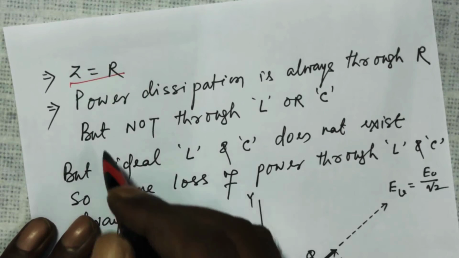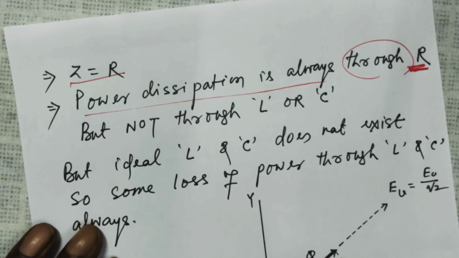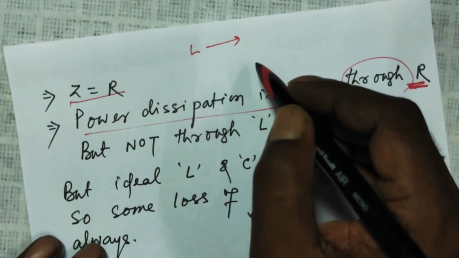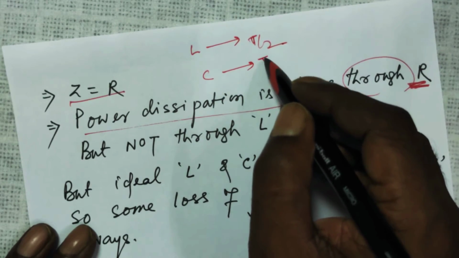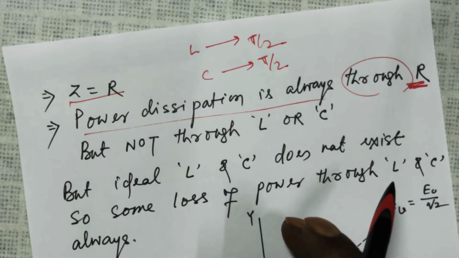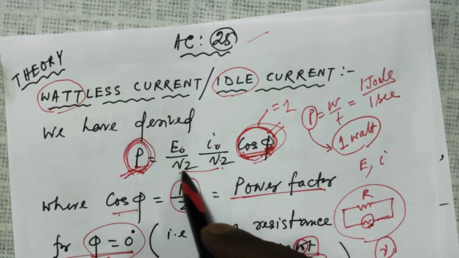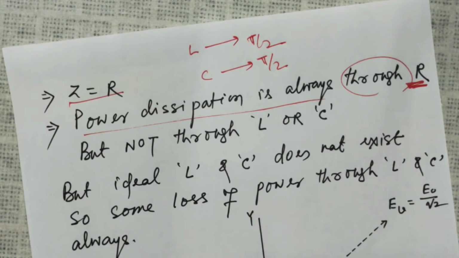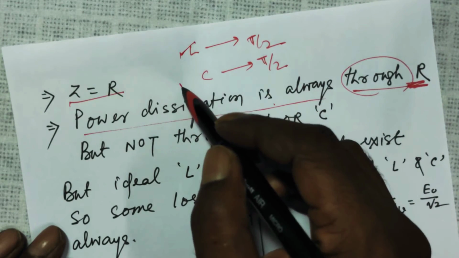So what is the conclusion? Therefore, the power dissipation is always through the resistance only, not through the inductor, not through the capacitor. Because for an inductor, phi was equal to pi by 2, and for a capacitor, the phase difference was also pi by 2. If you put it here, cos pi by 2, cos 90 is 0, then the whole thing is 0. So the power consumption is always through resistance, not through an inductor, not through a capacitor.